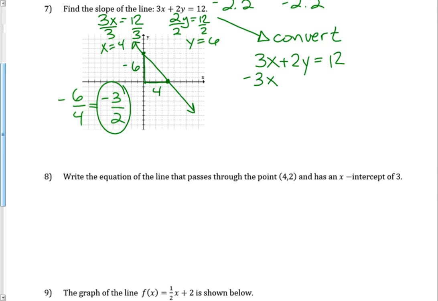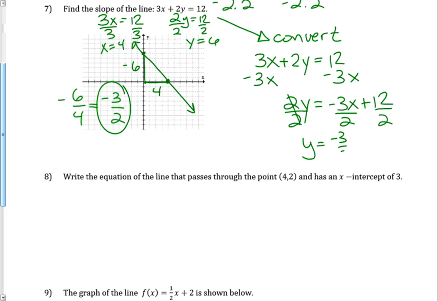So we subtract 3x from both sides. We're trying to convert this to slope-intercept form, or to get y by itself. And doing that, we get negative 3/2 x plus 6. So once again, we see that the slope is negative 3/2. So two ways to approach this problem. Both are correct. Both will get you the same answer.